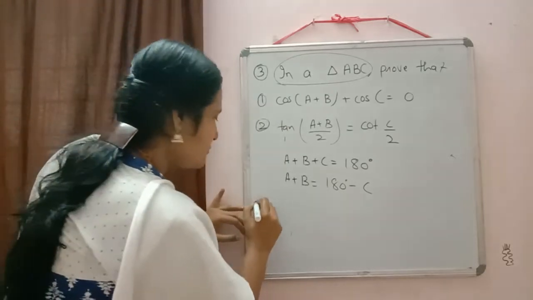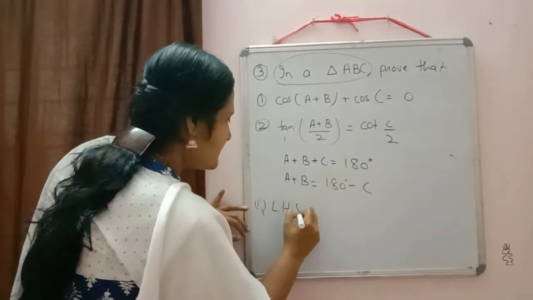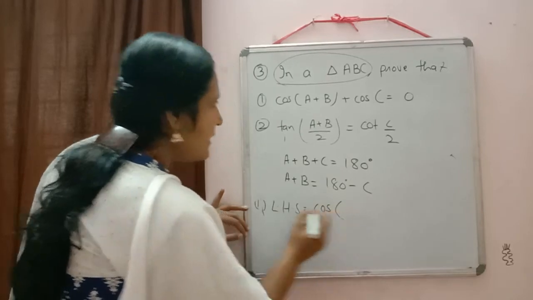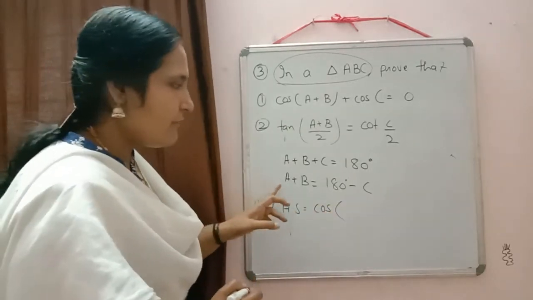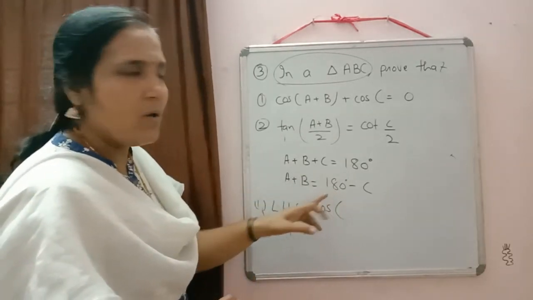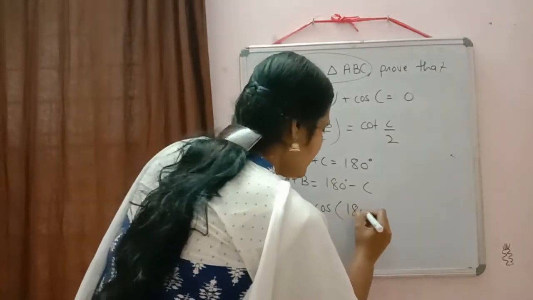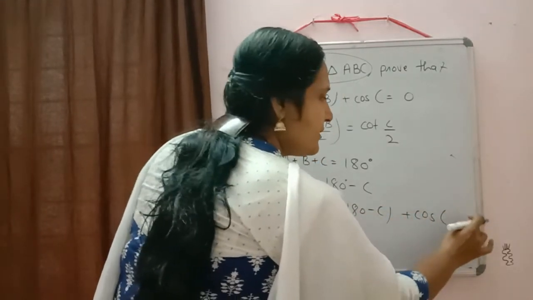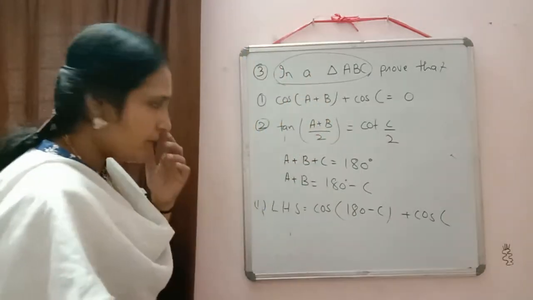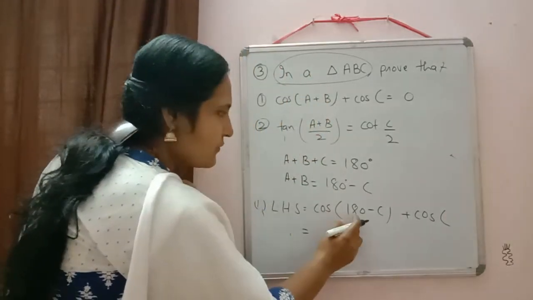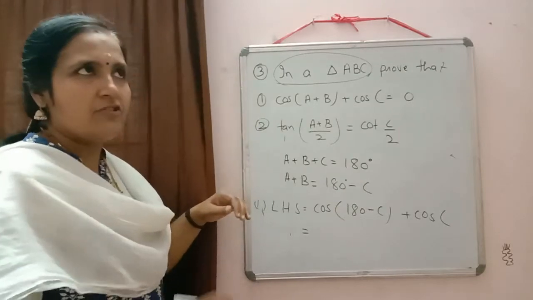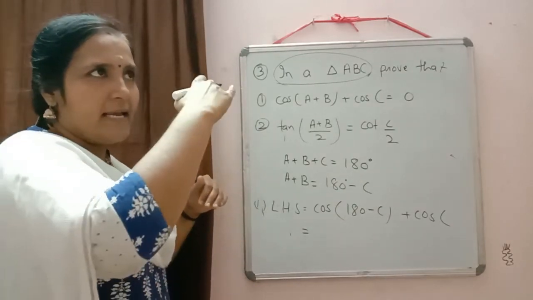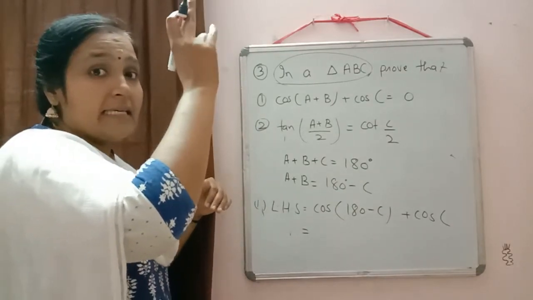So okay, the first one I am doing. On the left hand side we have cos (A plus B). In place of A plus B, what can we rewrite? 180 minus C, plus cos C as it is. Don't write that it is equal to 0; that is what we have to prove. Okay. Now, cos of 180 minus something. So we are in which quadrant? 180 minus means we are in the second quadrant.